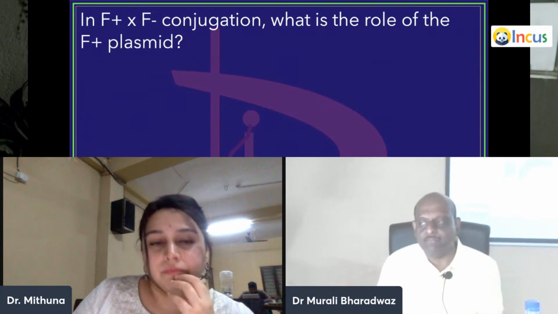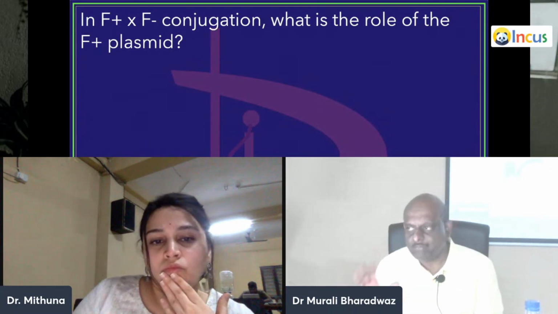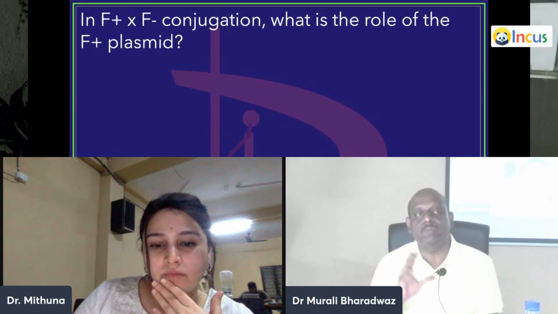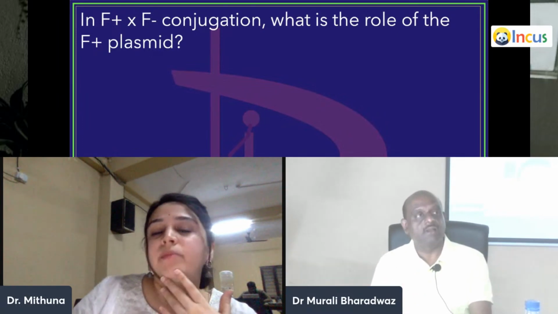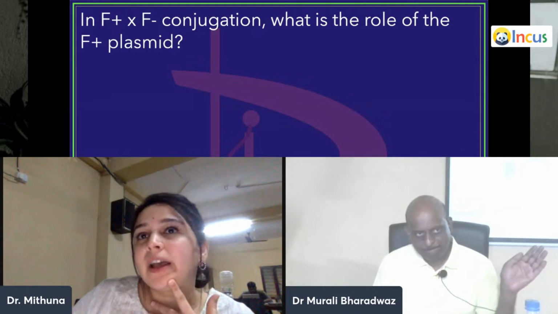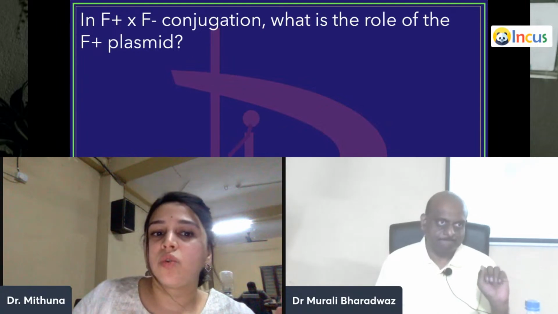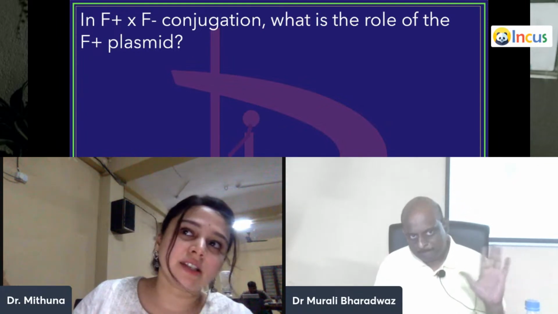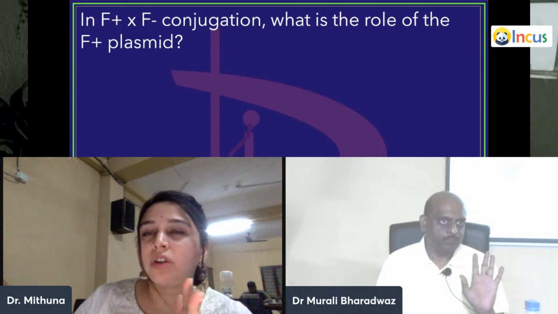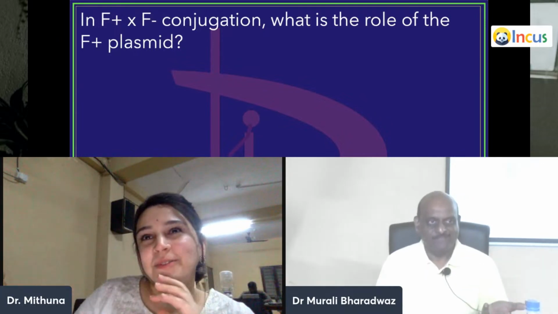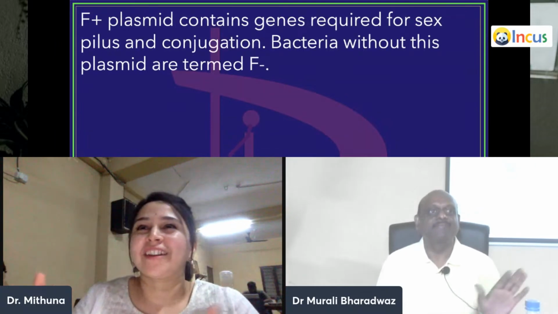Whenever there is an F plus to F minus conjugation, what is the role of the F plus plasmid in that? Because the F plus has the sex pilus, that is the main thing required for the conjugation. So if the bacteria lacks it, it is F minus. So it has not much of a role. The responsibility of calling is with F plus, so yes, F plus has to work for it.